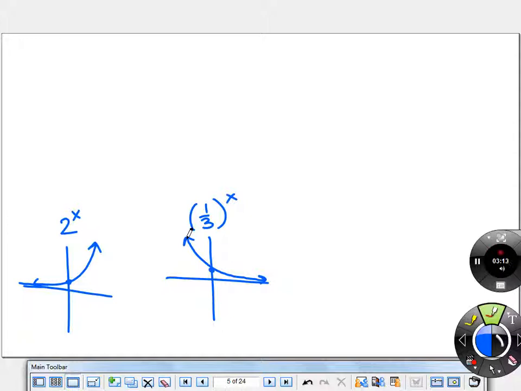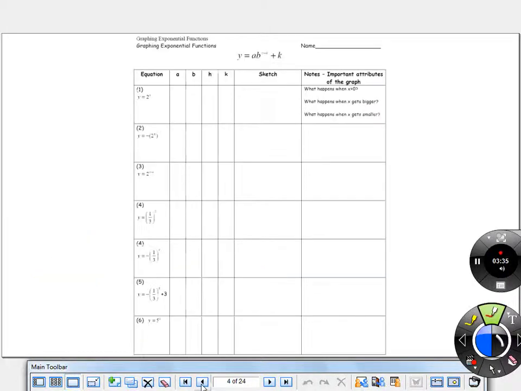What's different about those functions? They're both just taking a number and raising it to the power of x. Okay, good. So it's not a whole number, it's a fraction. So this kind of tends to be the trend if our base is bigger than 1. But if our base is smaller than 1, this kind of tends to be the trend. Okay? All right, what about number 4?